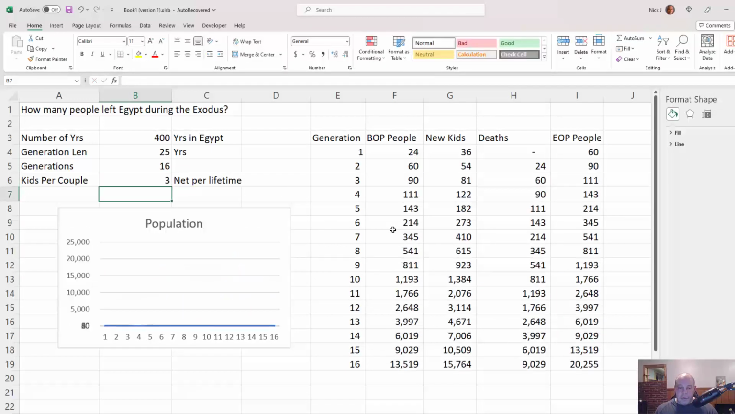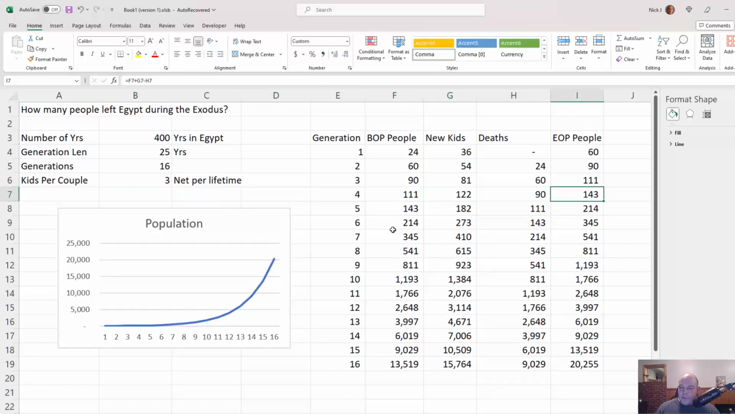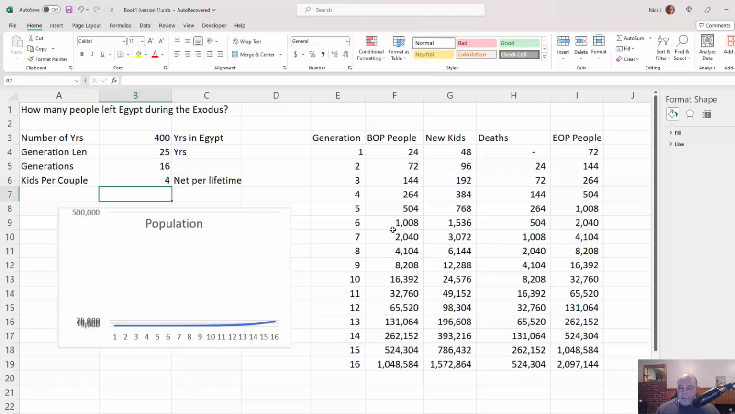If we crank it up to 3, you'll see that now we're getting an exponential curve, and we're getting something like 20,000 people at the end of 16 generations. 3 seems like a more reasonable number for this time and place because people were having more kids. There wasn't as much to do other than have kids and do work and be a slave. So you probably spend a lot of time having kids, maybe even 4.